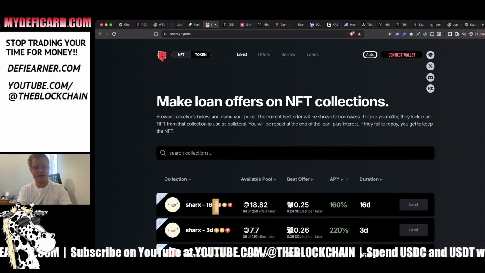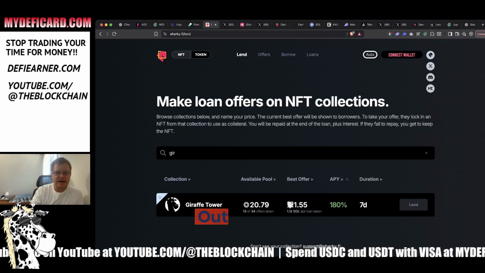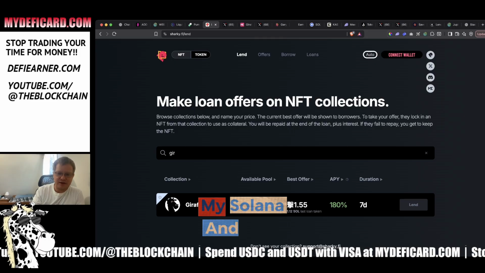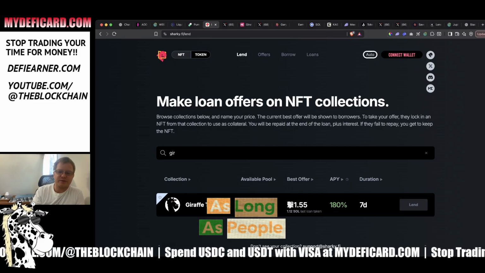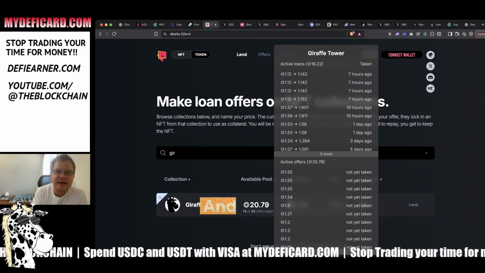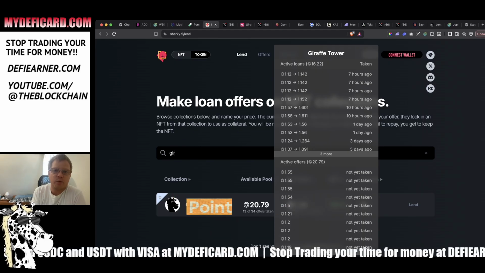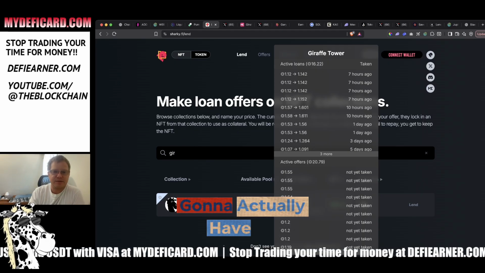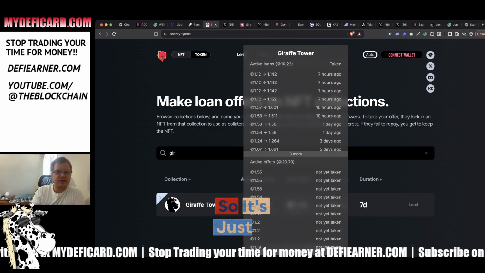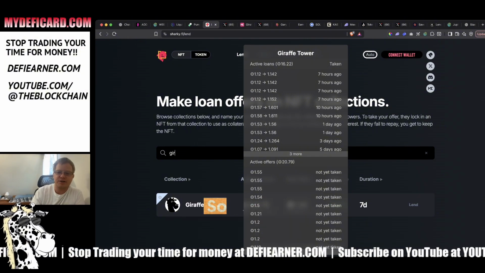So if I wanted to lend out, I'm going to use the same example. I could lend out Solana. What's that? Best offers. I could lend out my Solana and earn like 180% a year as long as people are taking the offers. And you can see the active offer 155, and then there are active loans right there. Somebody took a loan for 1.12, and they're going to have to pay 1.142 when they return it. So it's just a little tiny bit more, but that compounds, and then you could become that person that's always offering offers. So there you go.